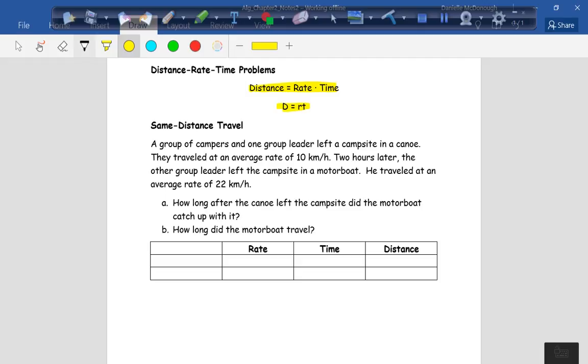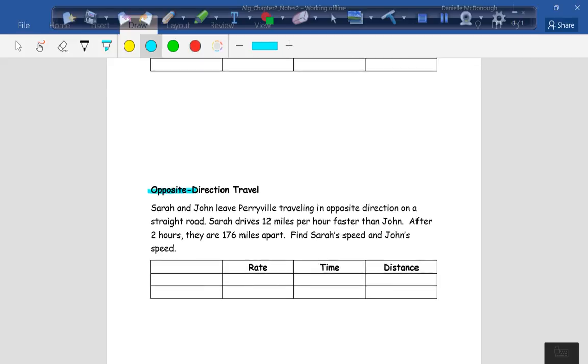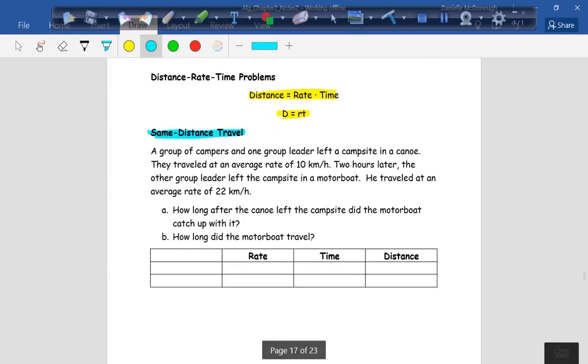And so there's different ways that people can travel. The first one that we're going to look at is same distance travel, so it means that people are going the same distance. The next one is round trip travel, so if somebody goes to work and then goes back home, or you take a trip to New York and then you come back home from New York. And then another one is opposite direction travel, which means that they might start in the same place, but they're going to travel in opposite directions. So there's 3 types of distance, rate, time problems.